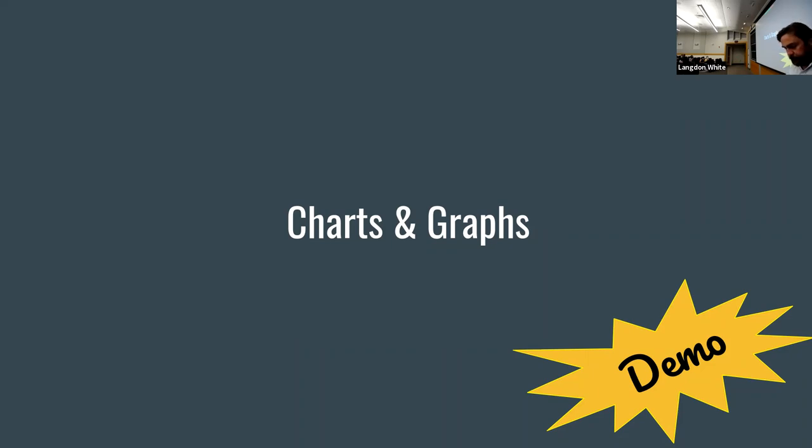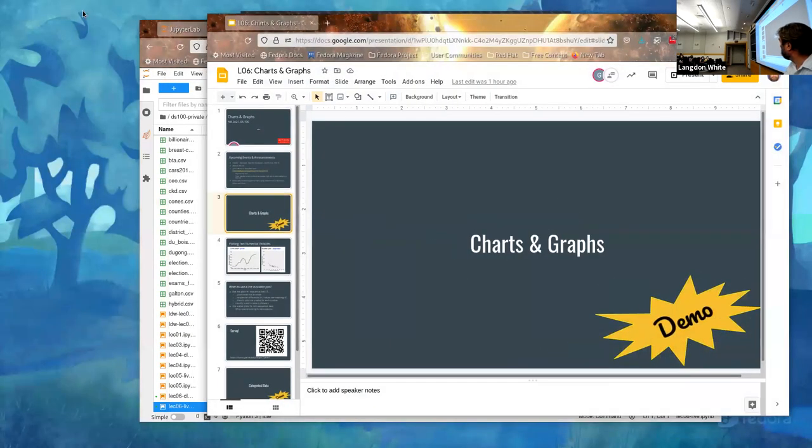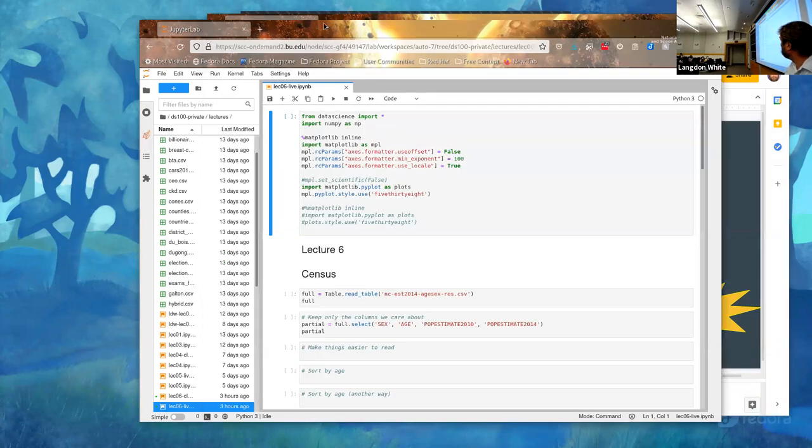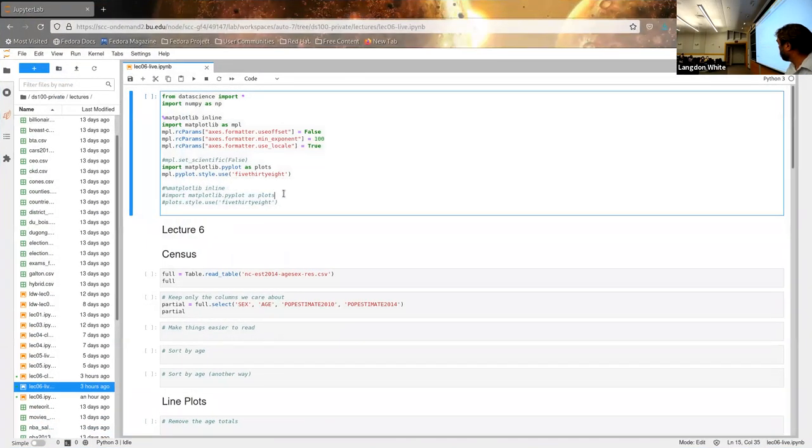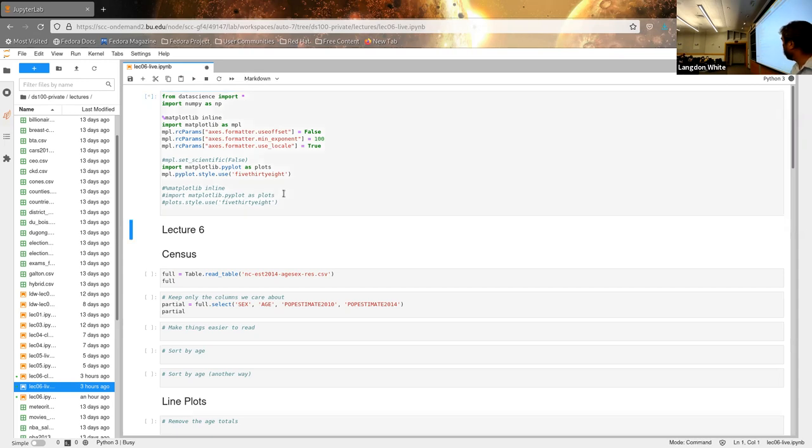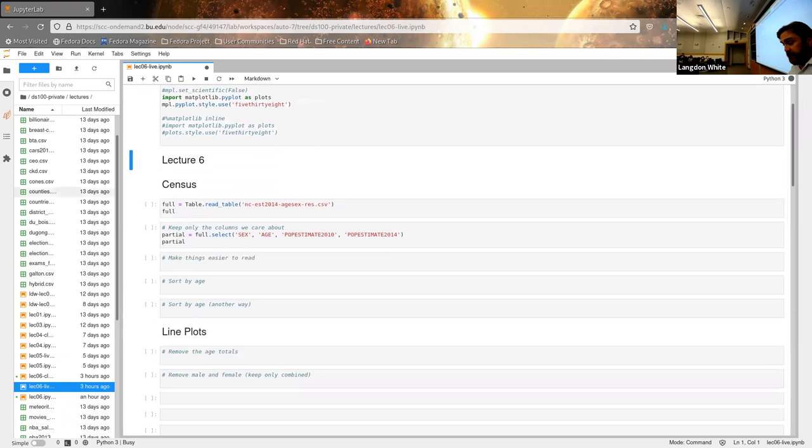Let's see. I don't think it's the right window. Let me get out of this. All right. I have a few more lines in the top here that we'll get into a little bit later. But basically, they were me trying to make things look prettier and failing at it. So hopefully, it will get better.